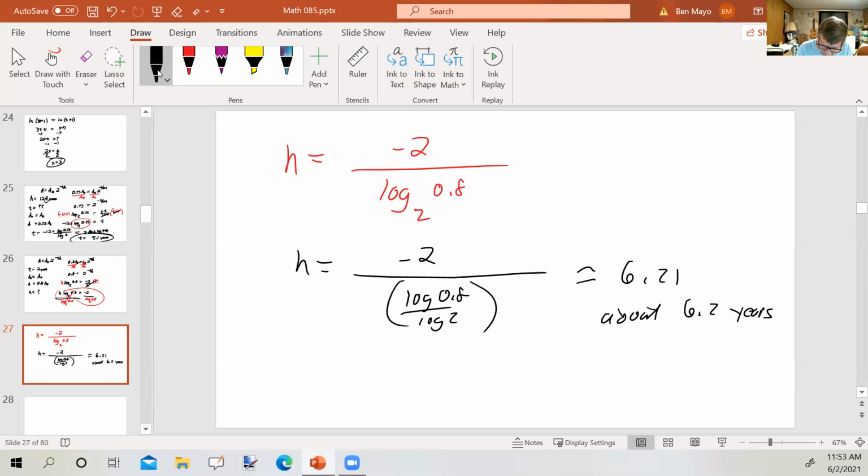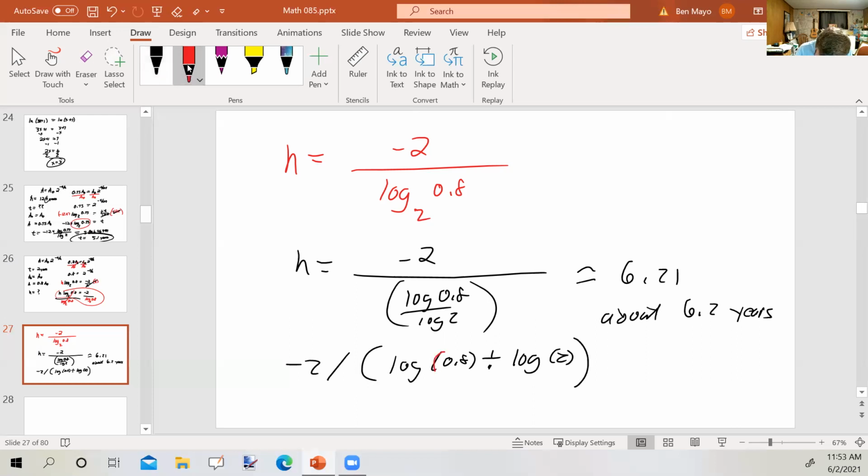Now, again, I want to tell you what I put into the calculator. I put negative 2 divided by parentheses log 0.8, close parentheses, divided by log 2. So I had parentheses around this, but also around the whole denominator. Okay, so be careful of that.